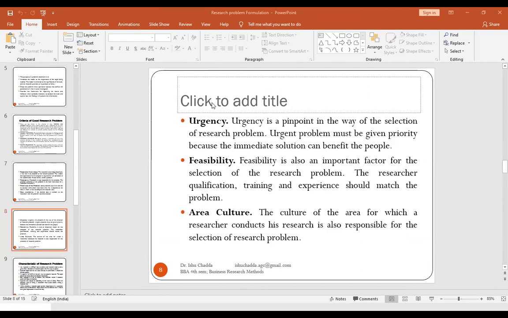Urgency is a pinpoint in the selection of a research problem. An urgent problem must be given priority because an immediate solution can benefit the people. Feasibility is also an important factor for the selection of a research problem. The researcher's qualification, training, and experience should match the problem. The next one is area culture. The culture of the area in which a researcher conducts research is also responsible for the selection of a research problem. So all these are the criteria that a researcher has to follow to find a good research problem.